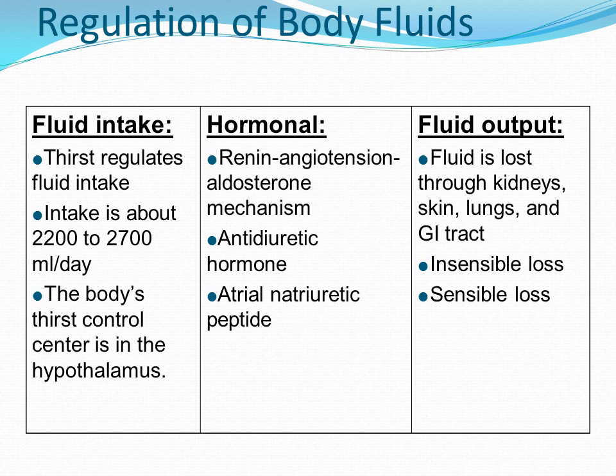The regulation of body fluids is done by three main parts: fluid intake, hormonal, and fluid output. With fluid intake, the hypothalamus is stimulated when excessive fluid is lost through vomiting, hemorrhage, diarrhea, etc. With hormonal, we have changes in the renal perfusion that initiates the renin, angiotensin, and aldosterone mechanism.